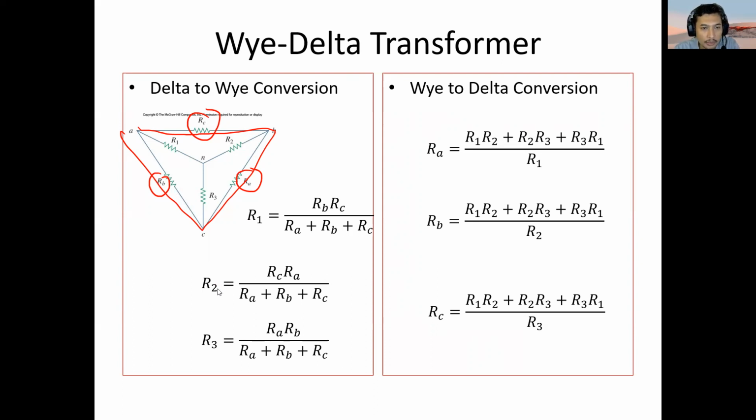Same case goes for R2. To get your R2 here, the adjacent resistors are RC and RA. So you multiply them and then divide by the total of the resistors. And then R3 here is the multiplication of its adjacent resistors, RA multiplied by RB, over the total resistance.